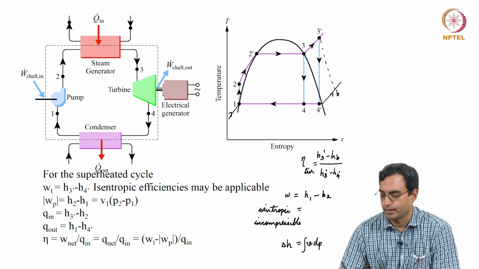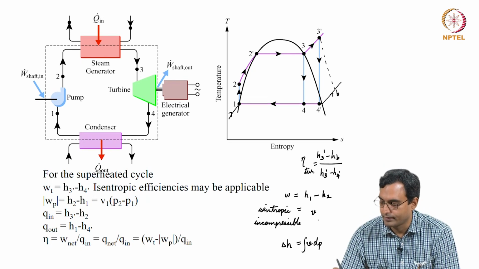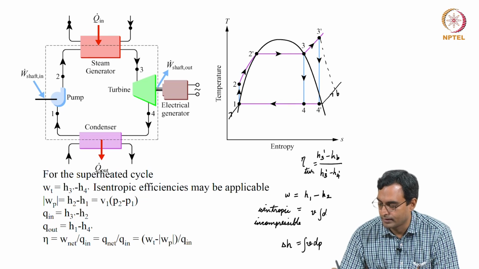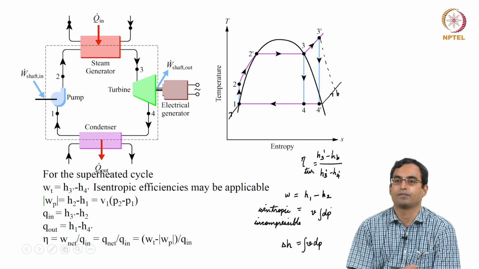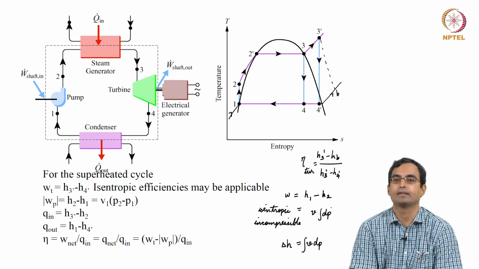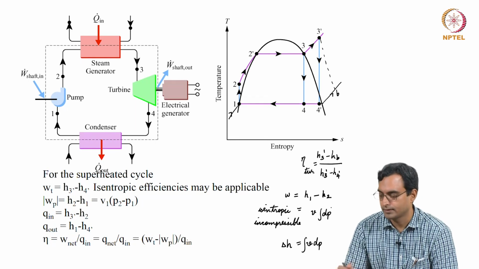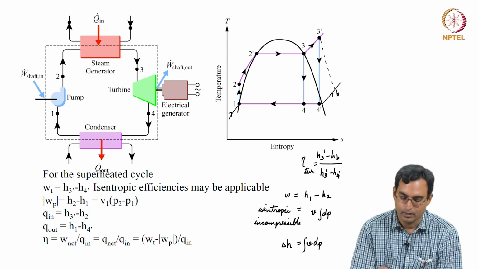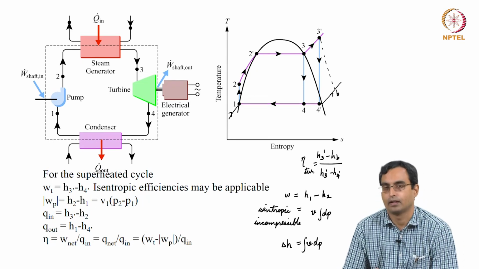If we assume that it is incompressible, then we can take V out of the integral and we will be left with the integral of dP. So, if we assume it is incompressible, what we are assuming is that the density is constant or the specific volume is constant, then we can write it in this form, which is essentially what is done over here.